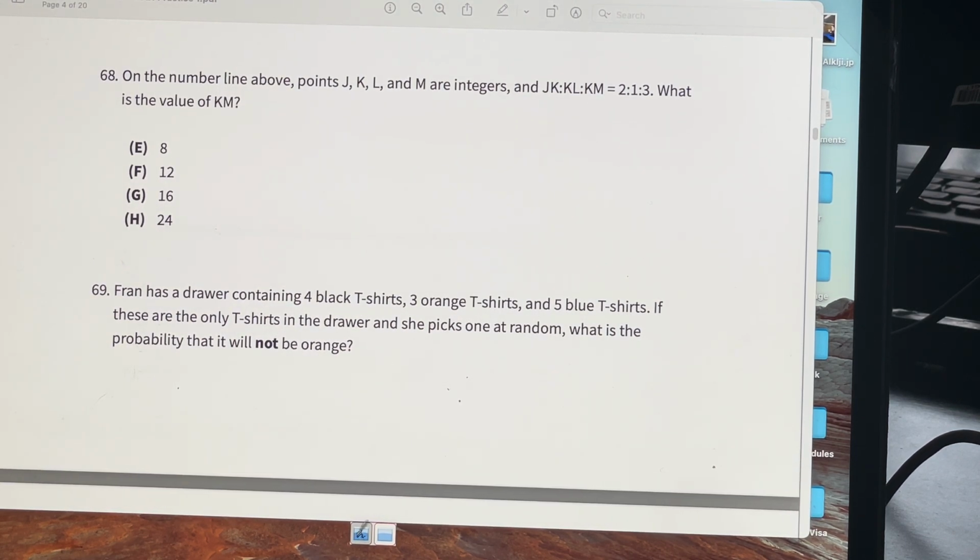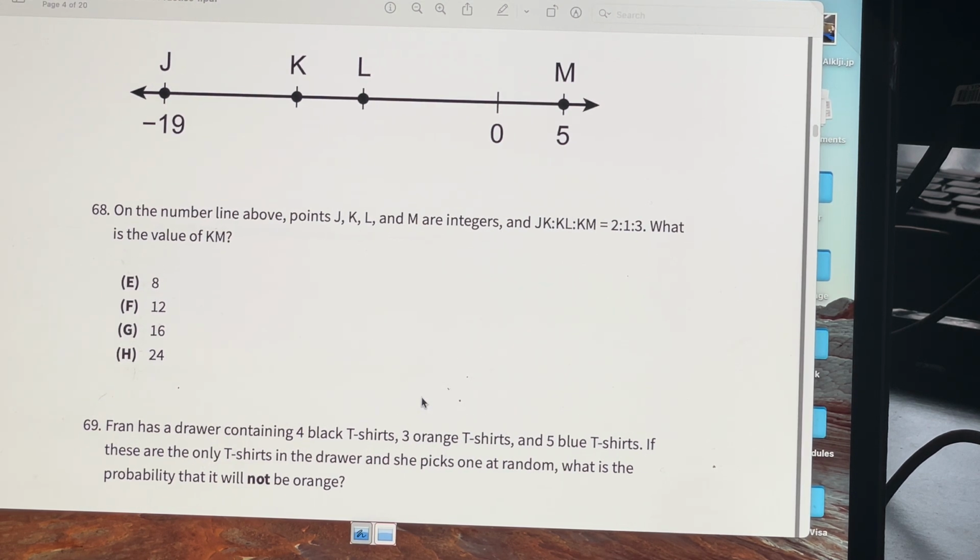On the number line above, we have that the ratio of JK to KL is 2 to 1, and then K to M is 3. So from there to there is 3. So we have a result.